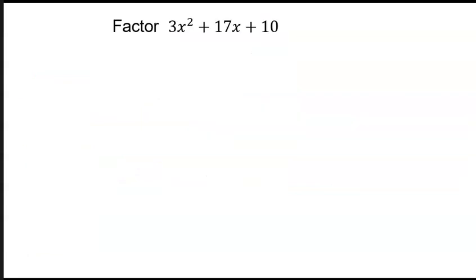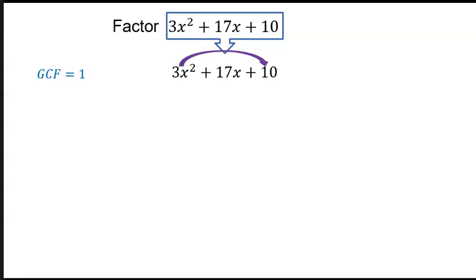In this example, the GCF is equal to 1, so we don't need to start by factoring something out of all three terms. This means that our first step is to multiply a and c together. For this problem, we need to find two numbers that have a product of 30 and a sum of 17.